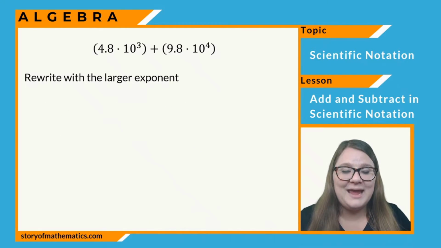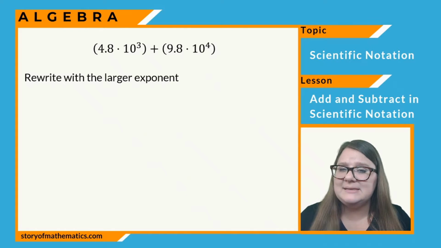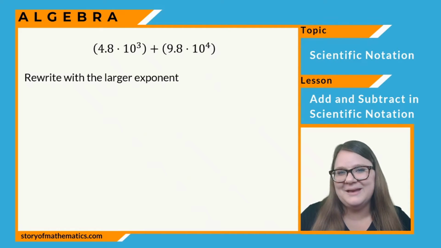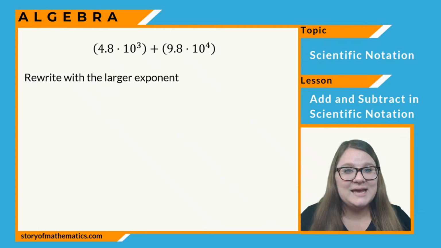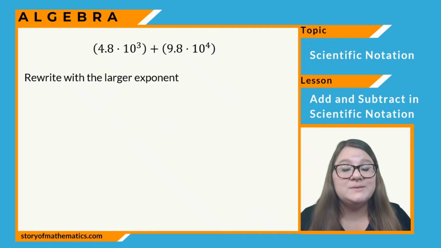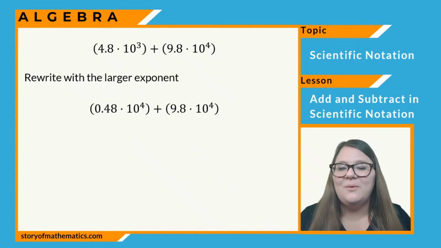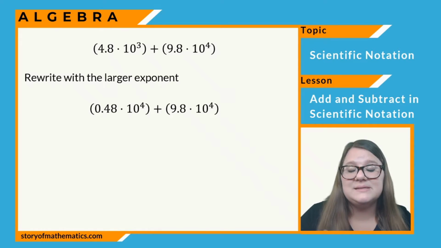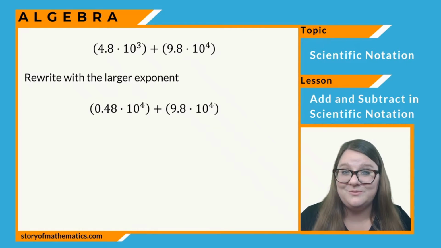Let's try another one. What if I gave you 4.8 times 10 to the 3rd plus 9.8 times 10 to the 4th? Well, if you look at this, you'll notice that they do not have the same exponents. One is a 3, one is a 4. What I've discovered is it's so much easier to rewrite them in the same exponent when you pick the larger exponent. So in this case, we're going to rewrite our first number with times 10 to the 4 instead of times 10 to the 3. In order to increase an exponent, you move your decimal place once to the left. So 4.8 times 10 to the 3rd becomes 0.48 times 10 to the 4th.